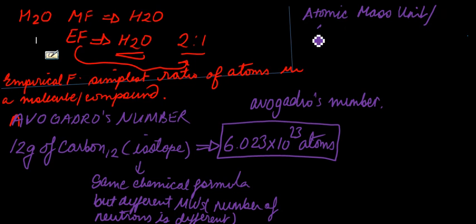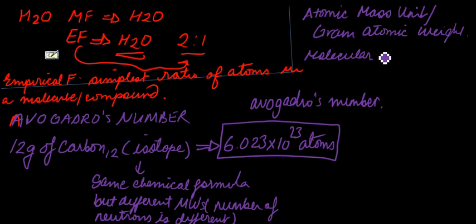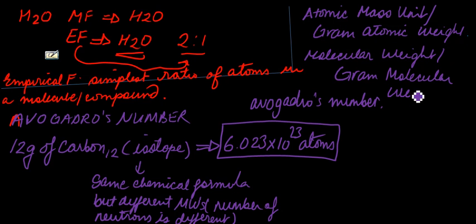Okay, and then we have concepts of atomic mass unit, which is also referred to as the gram atomic weight, and this is mostly in the US. And then you have the molecular weight, or the gram molecular weight. And I will go over these concepts and some examples in the next videos.